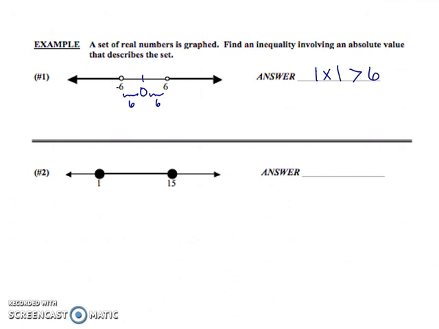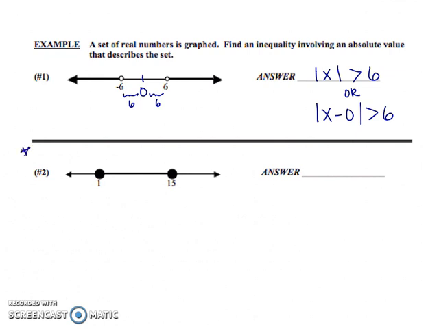Now I want to point something out because this is going to become an issue in future problems. It's important to note that the center here is at 0. So another way that we could write this is the absolute value of x minus 0 is greater than 6. Because when our center is not at 0, it's going to be x plus or minus a value inside of our absolute value bars. And you'll see that on our next example.